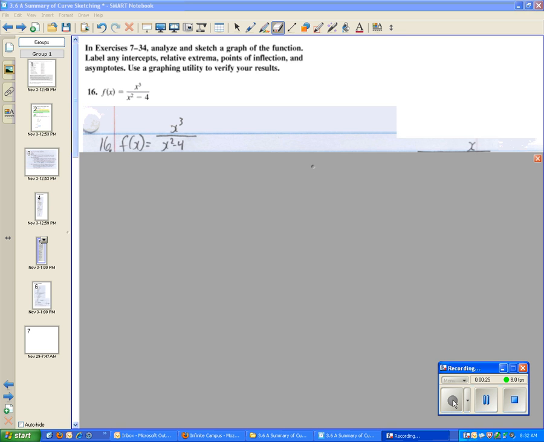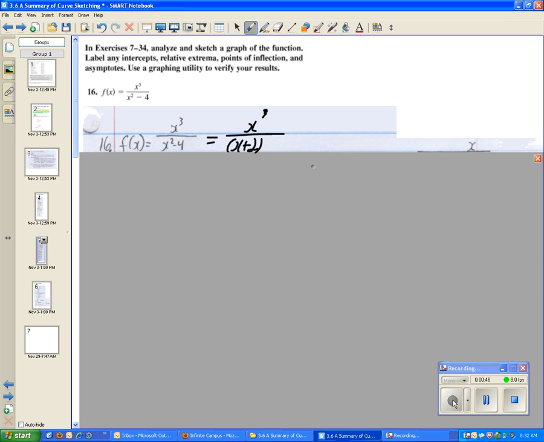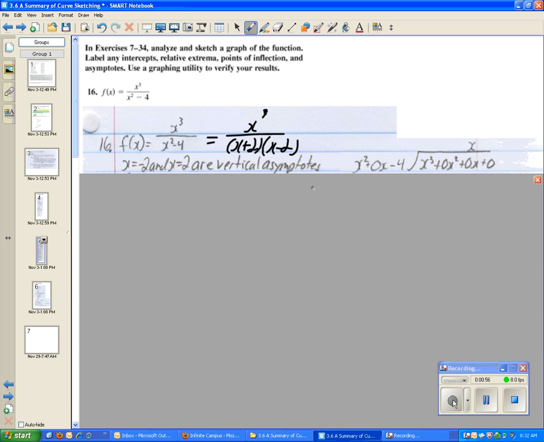You've got f of x equals x cubed over x squared minus 4. Do you see any vertical asymptotes? What are they? Not 2 and 0, but 2 and negative 2, right? I guess technically I ought to factor that, but I know it's going to factor into x plus 2 times x minus 2. So there are two discontinuities. Neither of them is removable, so they're vertical asymptotes. So x equals negative 2 and x equals 2 are vertical asymptotes.